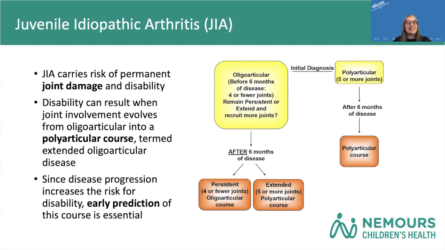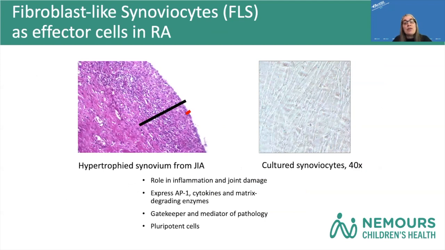Next slide, please. And so the cell type that we studied are the cells that line the joint, called the fibroblast-like synoviocytes, or FLSs. And these have been well established in adult rheumatoid arthritis to have an important role in the disease pathogenesis of rheumatoid arthritis. And so we believe they have an equally important role in juvenile onset arthritis.